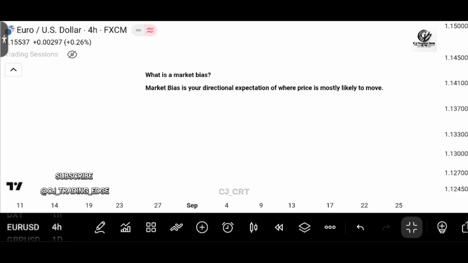I want you guys to know this. Before looking for entries, whether you're a CRT trader, ICT, SMC, any of them, every trader should answer one question. And that question is: is the market more likely to move higher, lower, or remain balanced?